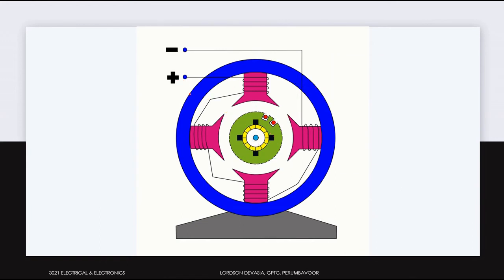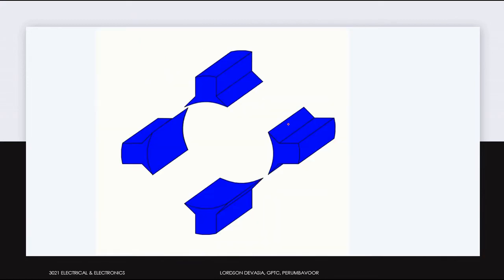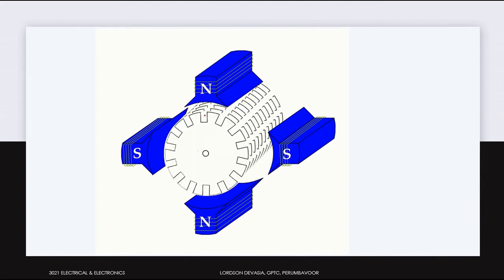So as we have already discussed, giving a voltage, DC voltage to the field winding, and alternate north-south poles are created. And this is the 3D diagram. This is the 4 poles. The field windings are provided. Alternate north and south poles are created by giving a voltage to the field winding.